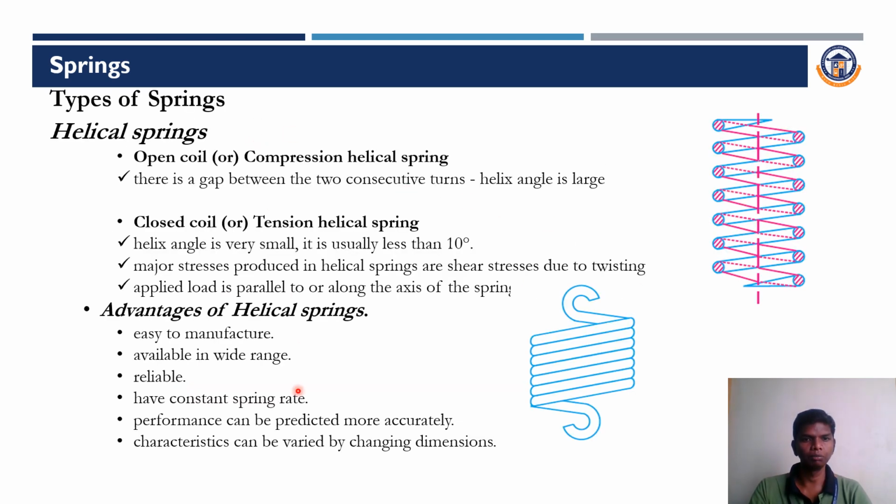So here I am showing the helical spring diagram. Helical springs are of two types: the first one is the open coil, and the second is the closed coil. The first diagram shows the open coil, and the second one shows the closed coil helical spring. The advantages of helical springs are that they are easy to manufacture, available in a wide range, reliable, and have a constant spring rate, and characteristics can be varied by changing the dimensions.